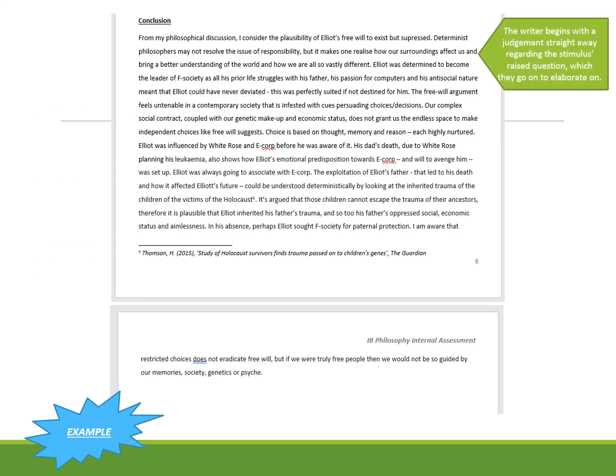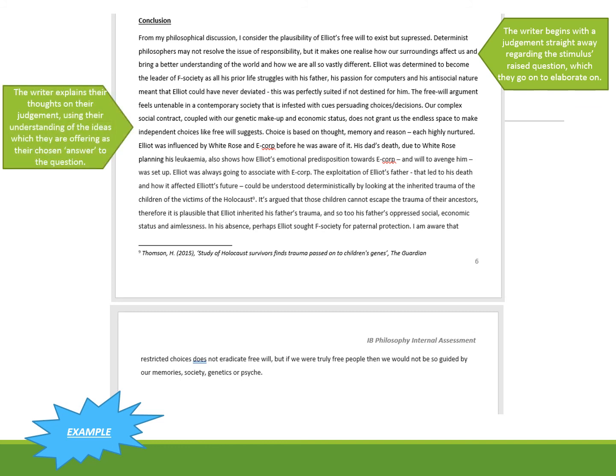Okay, so the conclusion and the example I've given. I'm going to go for the first bit. It says the writer begins with a judgment straight away regarding the stimulus's raised question, which they go on to elaborate on. The very first line is a short sentence, 10 words long roughly, and it gives us clearly their point of view, doesn't it? Straight off the bat. A very clear signpost again that they've got some structure. They know, as a writer, that their evaluation is going to come at the end after their analysis, and that shows that quite clearly.